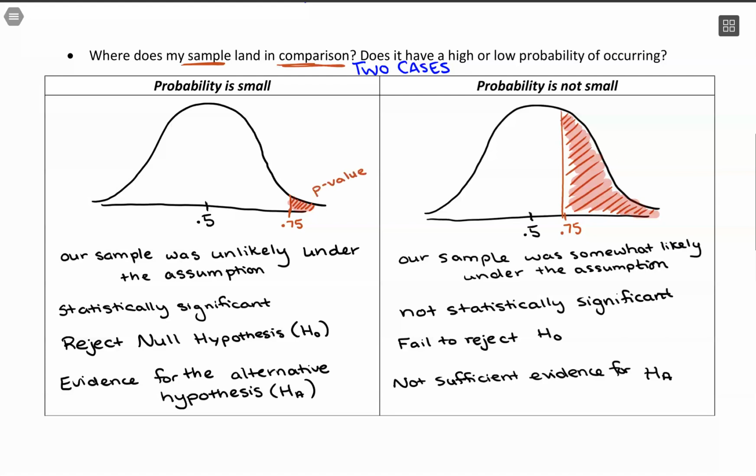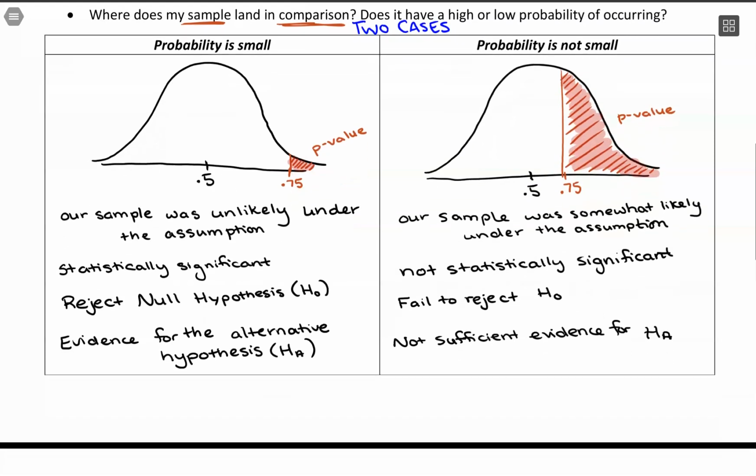So the p-value is going to be this probability of seeing our sample statistic, or more extreme, under that null hypothesis. So when we get this p-value out, there's going to be these two cases of the p-value is small versus the p-value is not small.